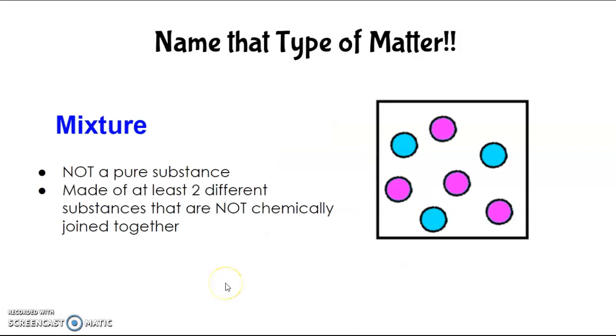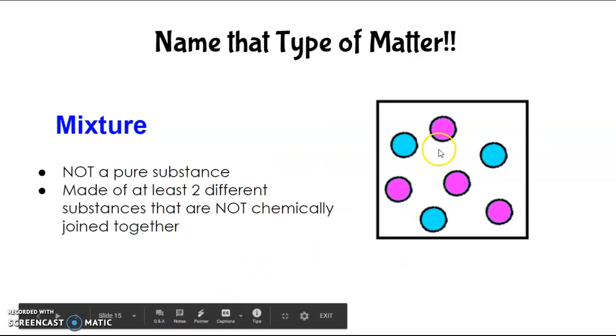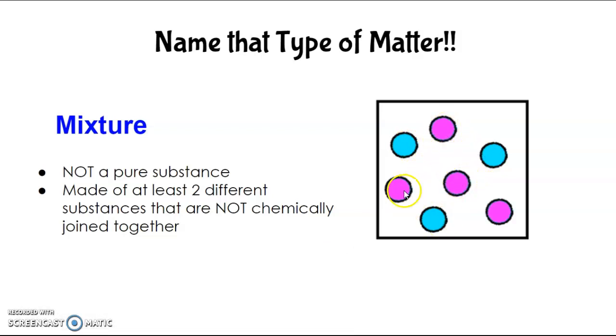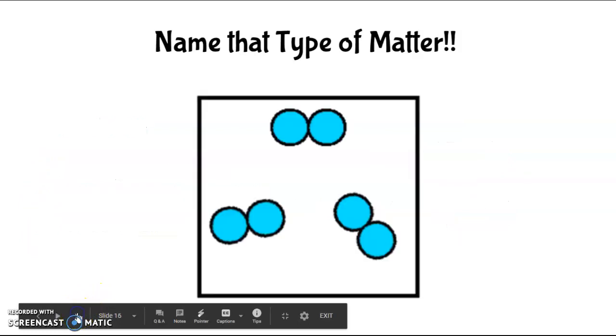All right, this is a mixture. It's not a pure substance. We have all these different particles in here, and they're not identical to each other. We've got some circles that are pink and some circles that are blue. Okay? Also, it's made up of at least two different substances that are not chemically joined together. We have two different substances here, right? The pink circle and the blue circle, they're not chemically joined together. They're separate from each other. So because these two conditions are in place, this is a mixture. Next one.